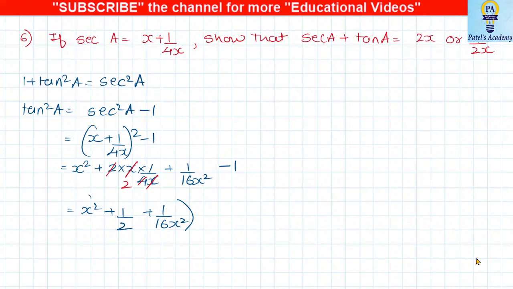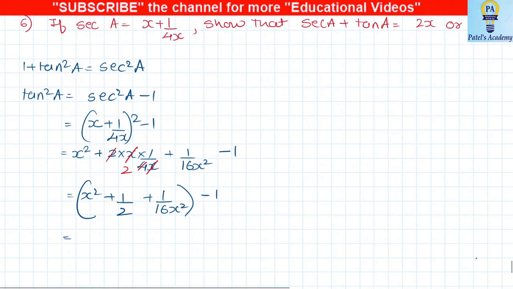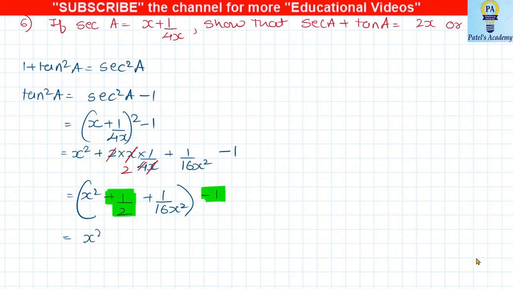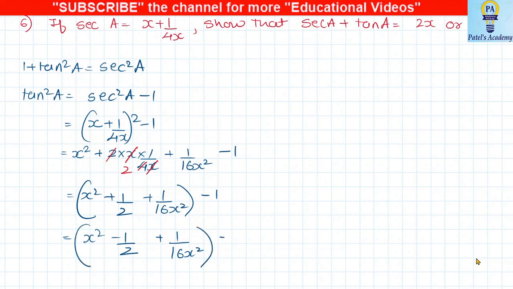We got this minus 1. Okay. Now see the next step. Plus half minus 1. What is plus half minus 1? Minus half. Right? Okay, plus half minus 1 is minus half. So I got x square minus 1 upon 2 plus 1 upon 16x square. Okay, now is this nothing but equal to (x minus 1 upon 4x) bracket square?